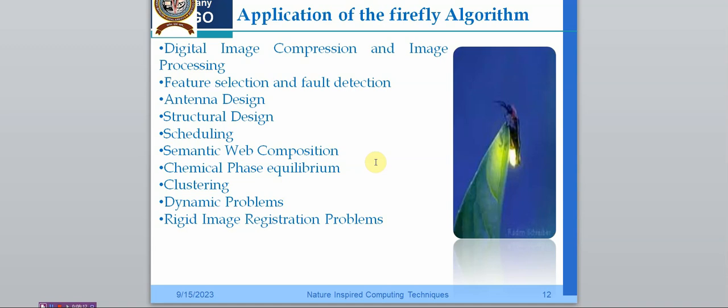Then for antenna design, structural design, scheduling, semantic web components, chemical phase equilibrium, clustering, dynamic problems, and also rigid image registration problems. In all these cases we can apply the firefly algorithm.